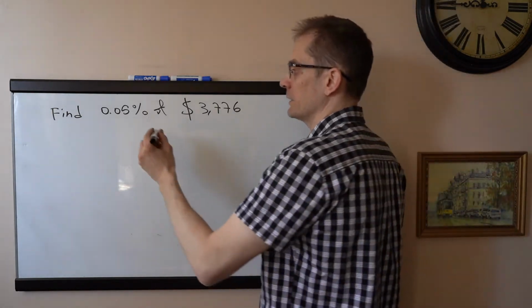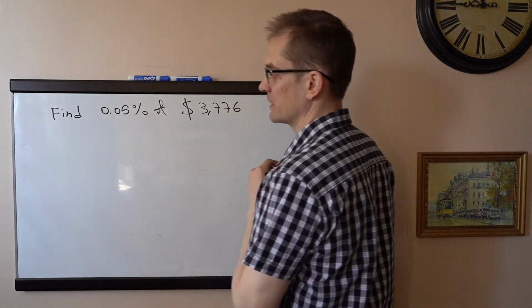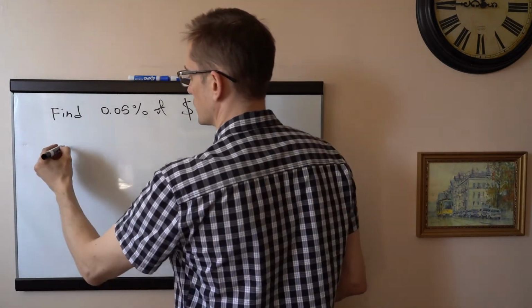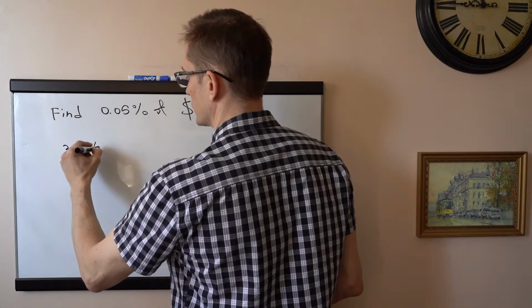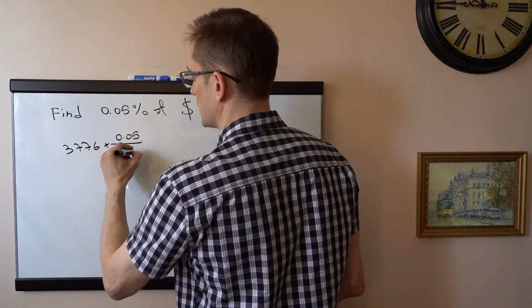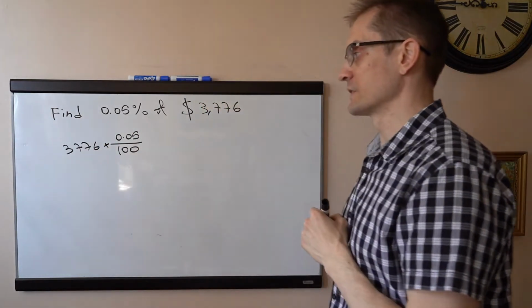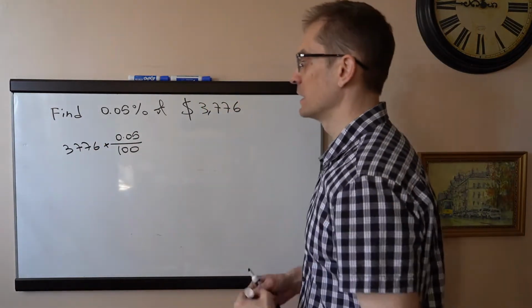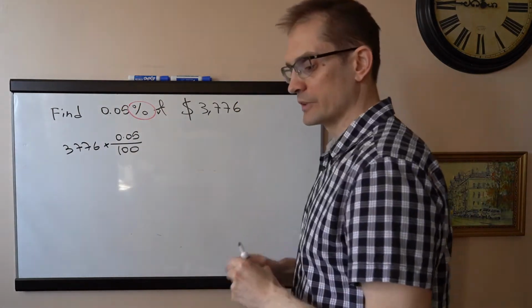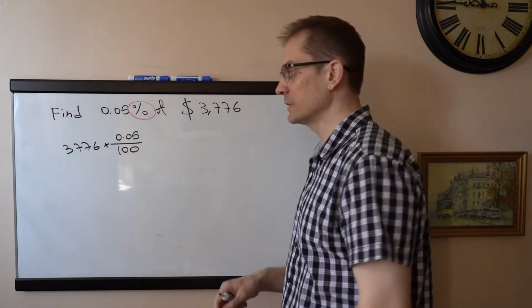You see, we have the symbol percent here, and we also have 3,776 ones. So we have 3,776 ones. We multiply by 0.05 divided by 100. Now, why did I do this? Because I noticed that there is the symbol percent here. This symbol percent means quantity per 100.